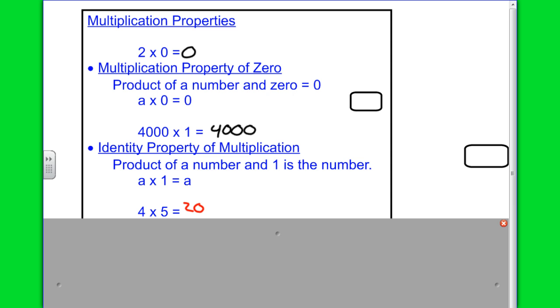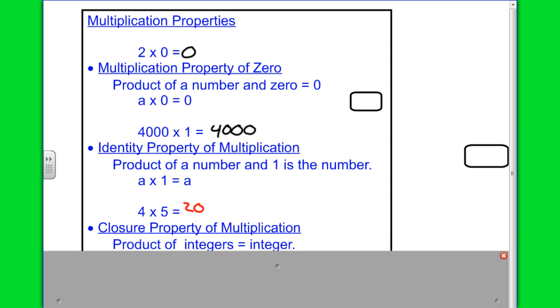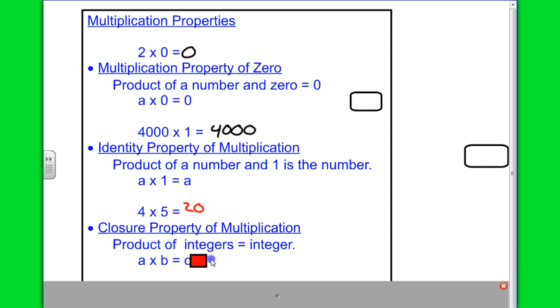4 times 5 will forever equal 20. When your children learn multiplication, they will learn that 4 times 5 is 20. And your great-grandparents, when they learned multiplication, they learned that 4 times 5 was 20. It will always be. Close the door on that one. Closure property of multiplication. The product of integers equals a real integer. And now who can give us this in the form of a rule? Come on. A times B equals C. Good. A times B equals C, kind of like the addition one we saw.